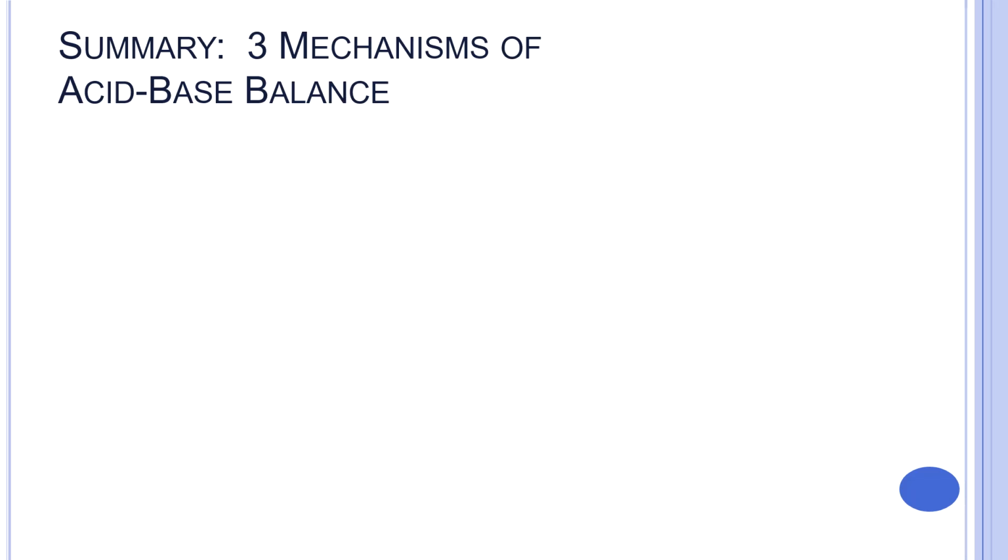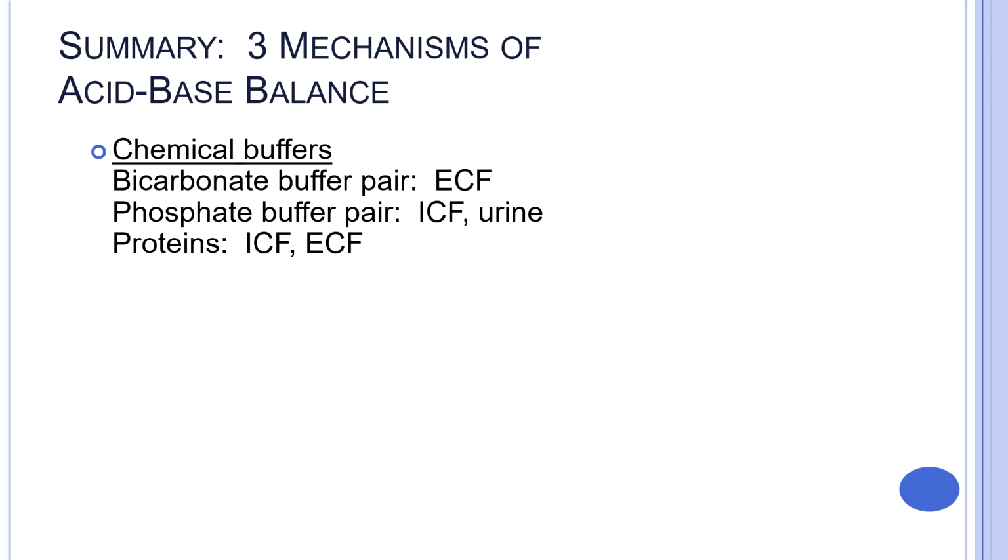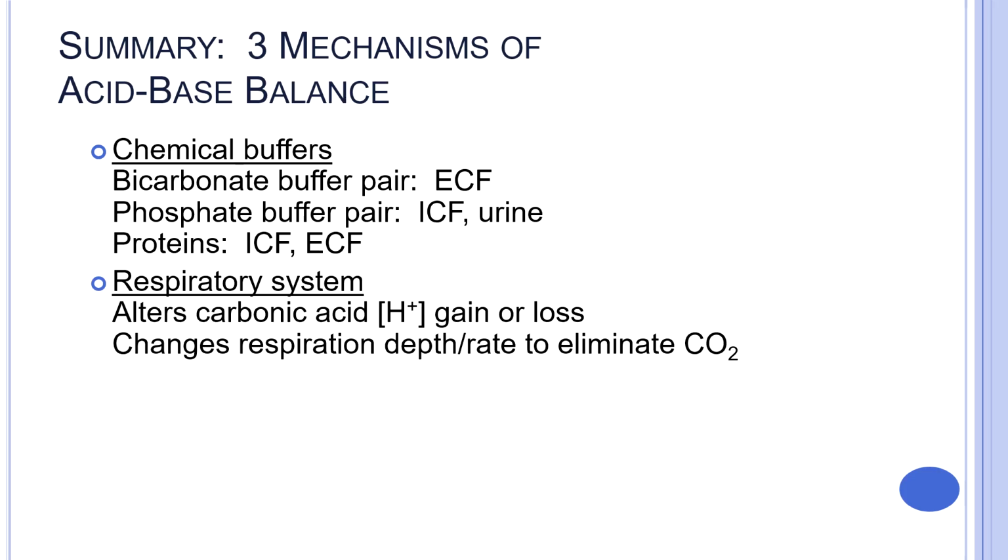So the summary is we have 3 mechanisms of acid-base balance. Make sure you remember what these 3 are and what the description is for each. So chemical buffers: there's a bicarbonate buffer pair in the extracellular fluid. There's a phosphate buffer pair in the intracellular fluid and the urine. And proteins also act as buffers in the intracellular fluid as well as the extracellular fluid.